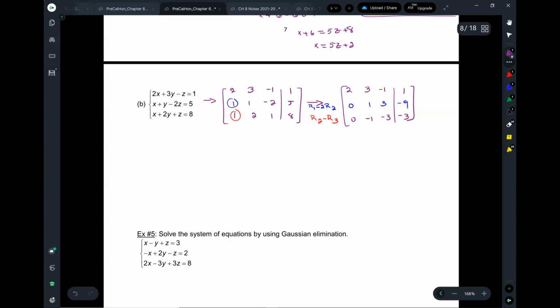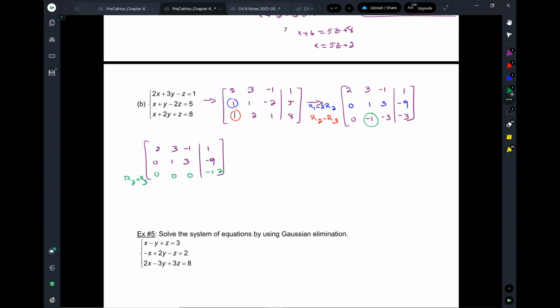Okay? Yeah. Now, next, I want to get rid of this one. So, what are we going to get? So we see, we have 2, 3, minus 1, 1, 0, 1, 3, negative 9. You can just add, right? Row 2 plus row 3. 0, 0, 0. Ooh, plot twist, negative 12.